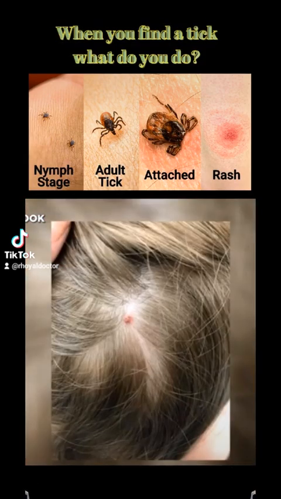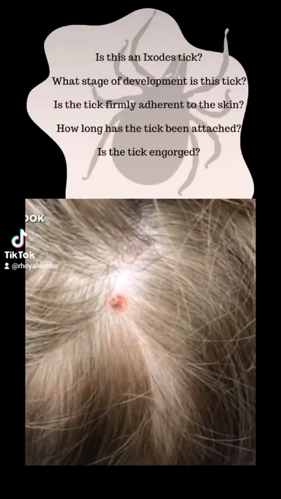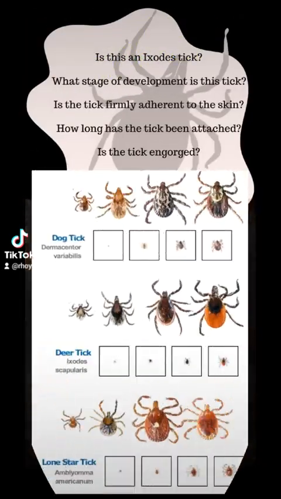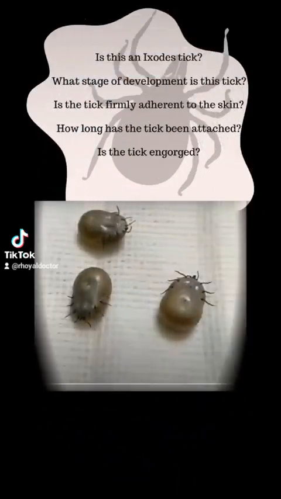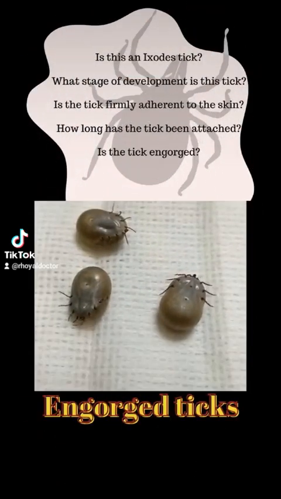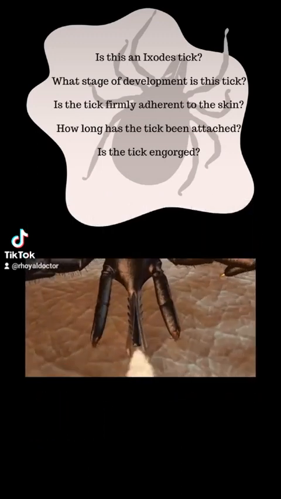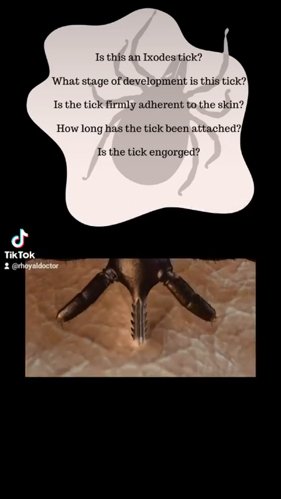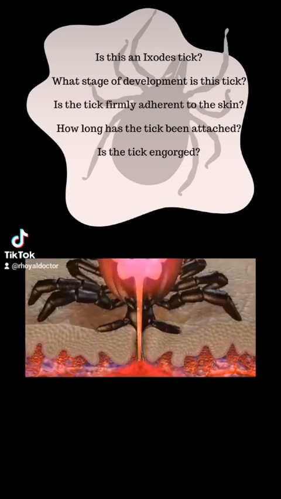When you find a tick on yourself or your child, the questions that should be asked are, was the tick a member of the Ixodes species? Was the tick a larval, nymphal, or adult tick? Was the tick attached? How long was the tick attached? Was the tick engorged? Feeding ticks are firmly attached to the skin and are the only ones that are capable of transmitting Lyme disease. Those that are engorged are most likely to have spread their germs to you.